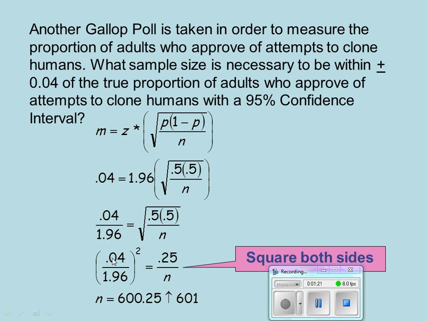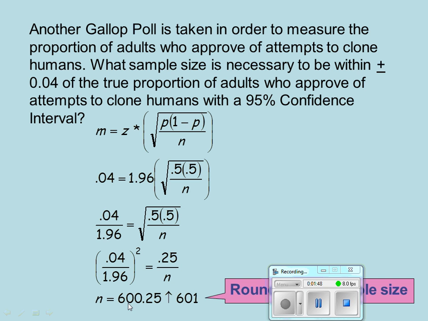When you square this, again, you're going to cross multiply. So 1.96 times 0.25, and that's going to be equal to 0.04 squared. Oh, excuse me, that's 1.96 squared times 0.25. And this is n times 0.04 squared. And then once you get those values, you're going to divide by that 0.04 squared. And we should get 600.25, or just over 600.